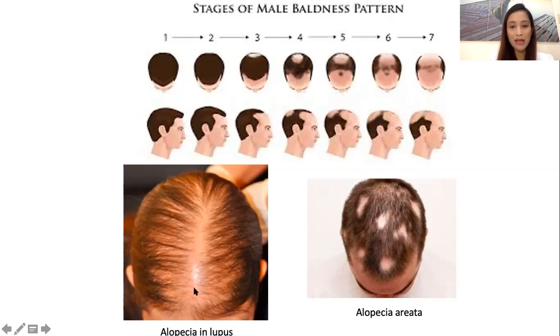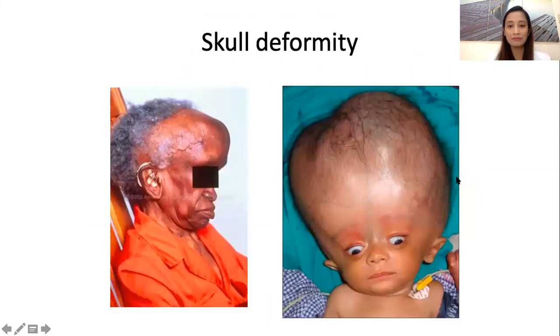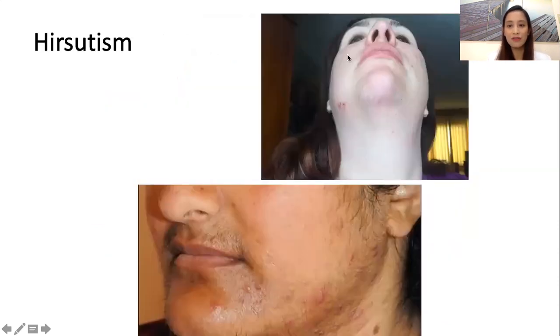So this is alopecia in lupus. It's diffuse alopecia. If it's alopecia areata, it's patchy. In the scalp, you can have redness. Here, in the interface of your hair and your forehead, that's seborrheic dermatitis, usually exacerbated by exposure to sunlight, photosensitivity. This is your hydrocephalus, so your skull deformity.